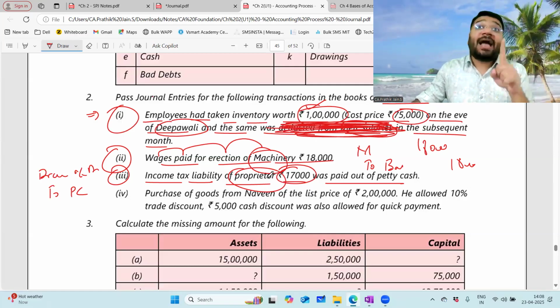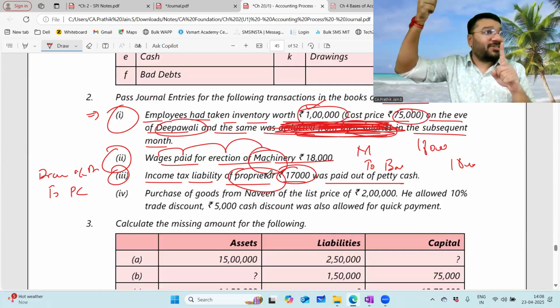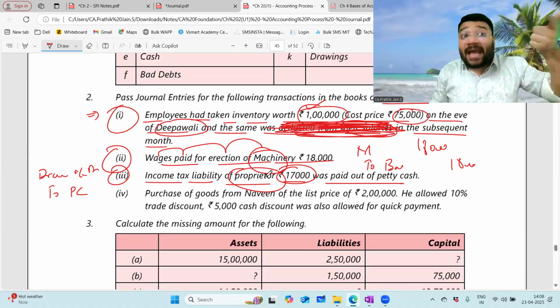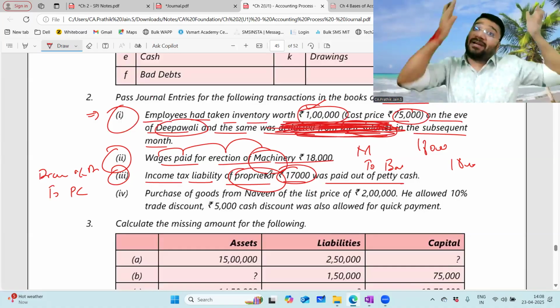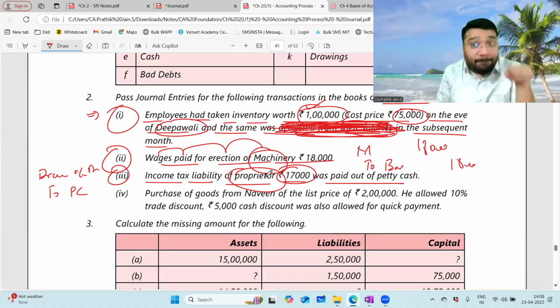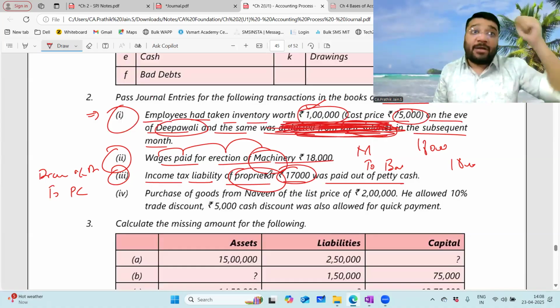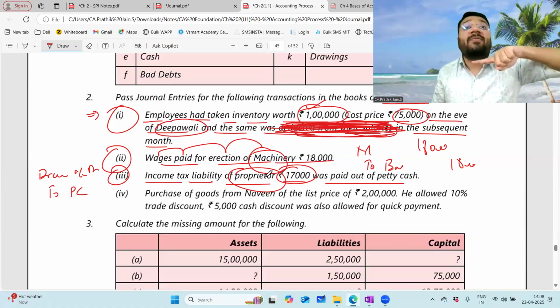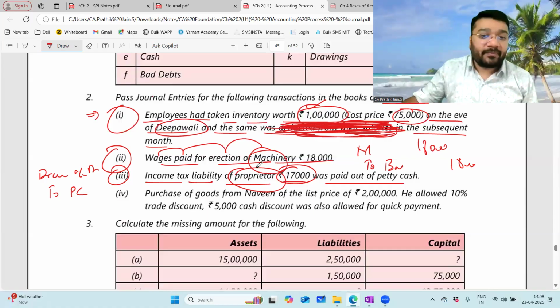Don't write cash. Cash means main cashier's cash. Petty cash means petty cashier's cash. Main cash is lakhs of rupees, crores of rupees. Petty cash means thousands of rupees, which a small-level employee is handling. When I do the subsidiary books, at that time I'll discuss what is the difference between petty cash and main cash.